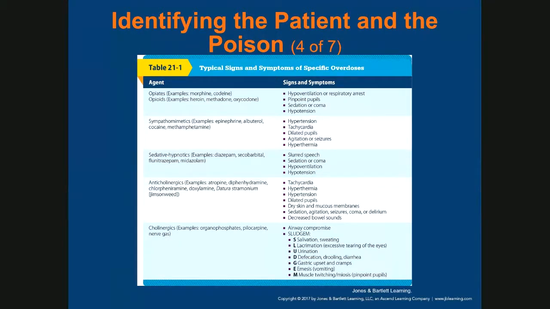And the other thing that you need to do when you're covering this chapter is group them. Group them in a way where you have agents that will depress the CNS, so you need to have a category for agents that depress the CNS, agents that will overstimulate the CNS, and hallucinogens, right? Take that approach.